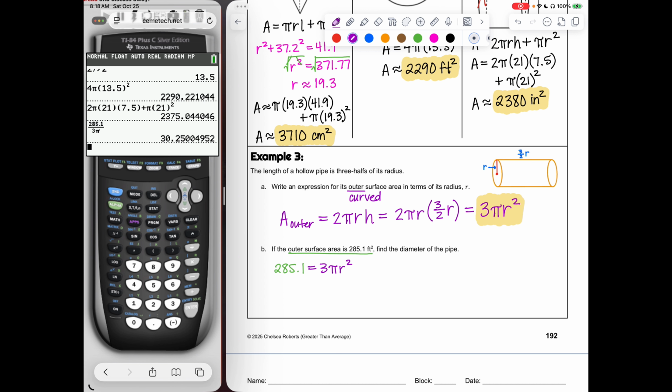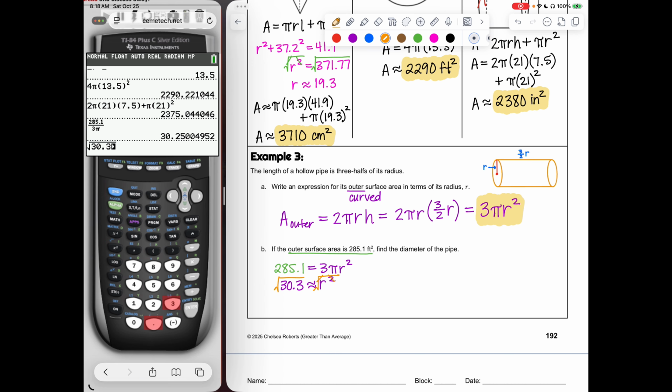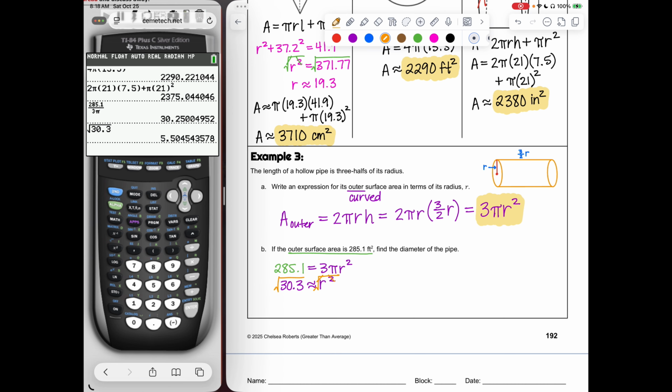All right, so when we divide by 3 pi on both sides, we end up getting 30.3 in 3 sig fig, and I know that's rounded, so I'm going to use approximate, and then that's going to be equal to r squared. Then I'll take the square root of both sides, and the square root of 30.3 is going to give me 5.50 in 3 sig fig. So that is my radius.